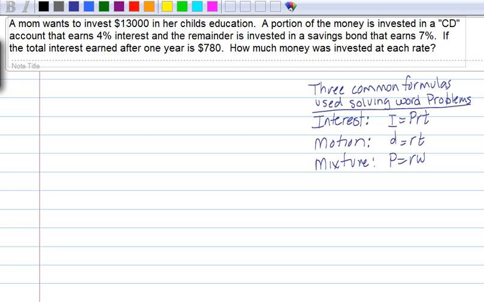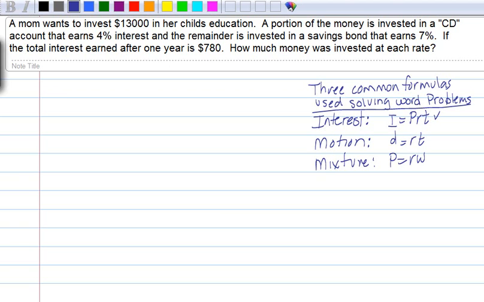There are 3 common word problems using formulas throughout intermediate algebra. The first one is on interest, the second one is motion, and the third is mixture. Today, we're going to only talk about the first one, interest. In future videos, you will see the motion and the mixture problem.